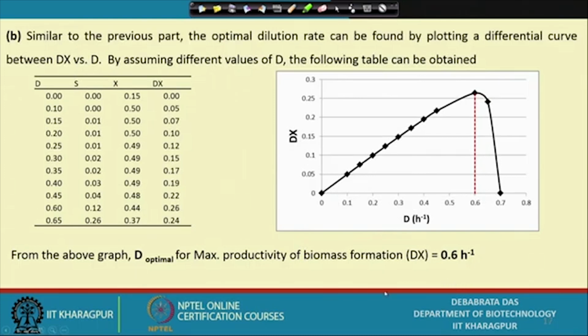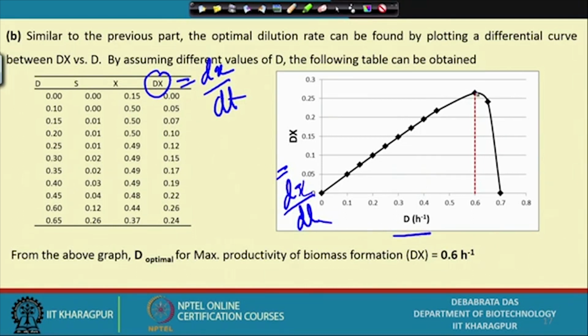Now in case of cell mass formation, we have done this before also. Here also we can find out at different dilution rates the S value and X value we have already calculated, and if you know the X value you can multiply by D, and DX is equal to dX by dt. Am I right? Now if you plot with respect to D, you will get a dilution rate at which dX by dt is maximum. So that is here also.